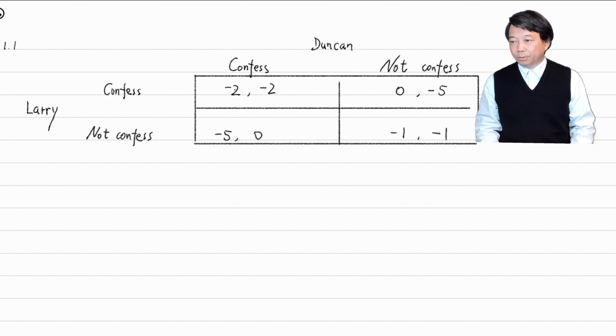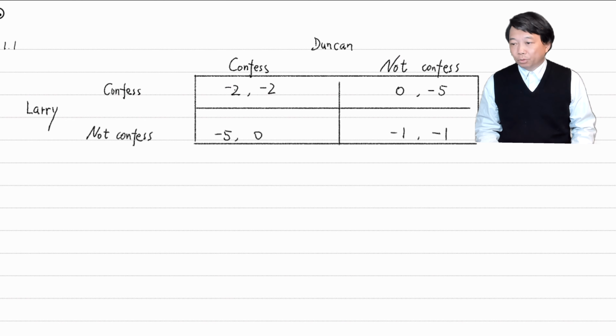The payoff matrix is the normal form representation of a static game of complete information, such as the prisoner's dilemma. The payoff matrix shows the payoffs for each of the 4 possible combinations of the strategies that Larry and Duncan may choose. The payoffs are negative because they represent years in jail, which is bad. In each cell, the first number is Larry's payoff, and the second number is Duncan's payoff.